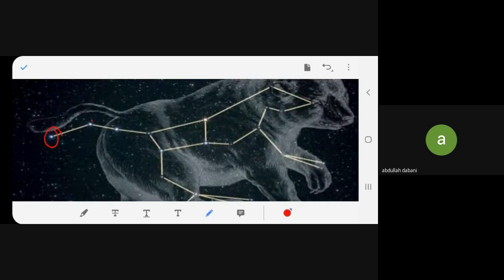This is one, two, three, four, five, six, seven. These are the Saptarishi, seven stars. This is the Great Bear constellation. You understand? Understood?